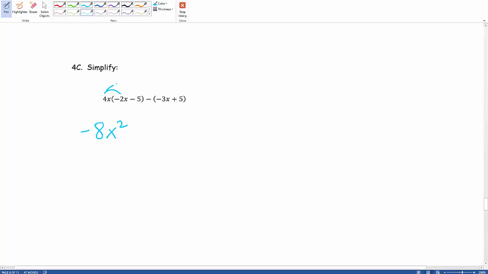Distributing the 4x then to the negative 5, we end up with that positive 4 times negative 5 gives us negative 20, and that x was along for the ride as well. So again, 4x times negative 5 gives us negative 20x.